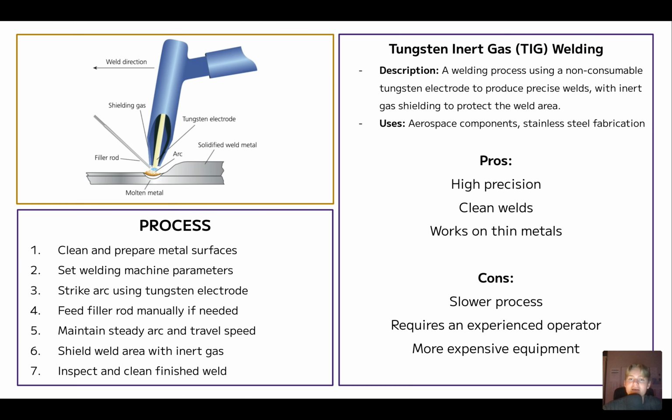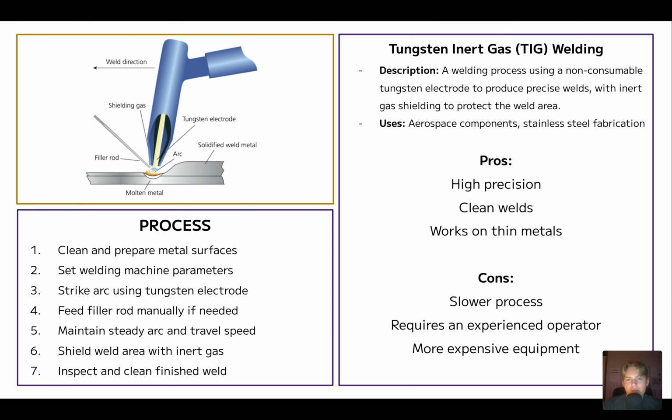Next, TIG welding, or tungsten inert gas welding. This can be described as a welding process that uses a non-combustible tungsten electrode to produce precise welds with inert gas shielding to protect the weld area. So again, we're using a protective gas, but in this scenario, we're using a tungsten electrode and a filler rod.